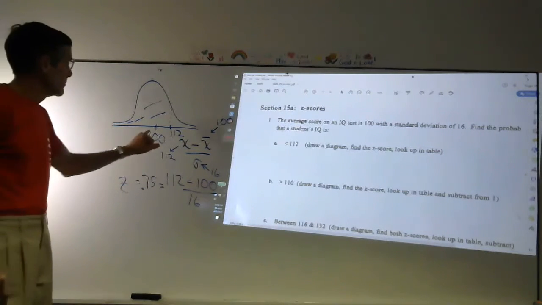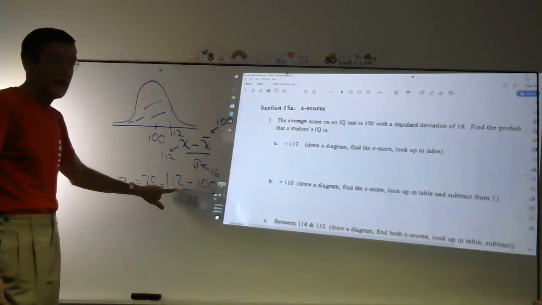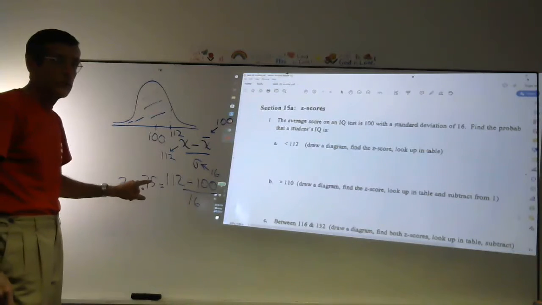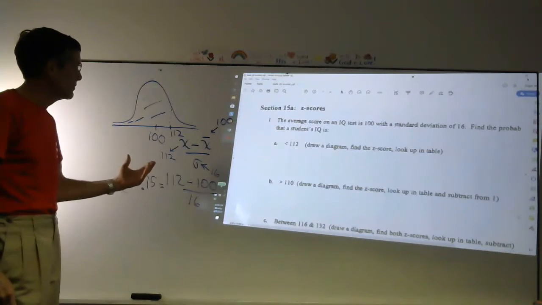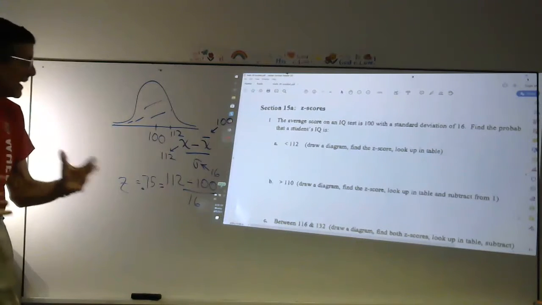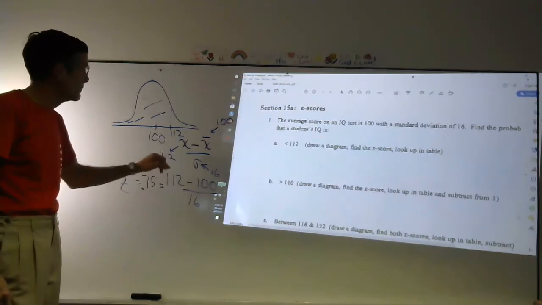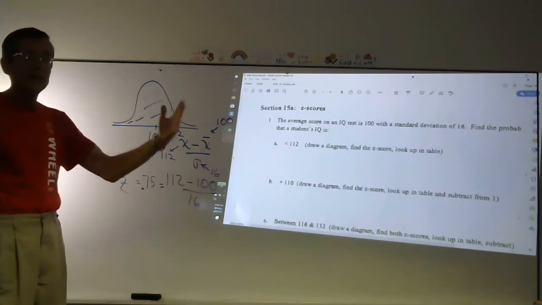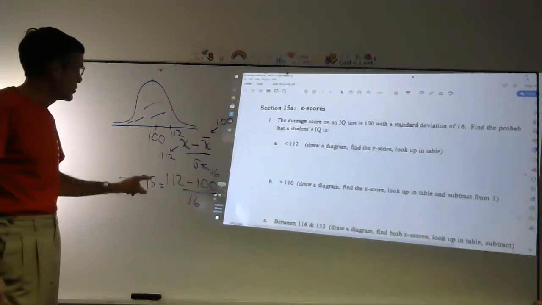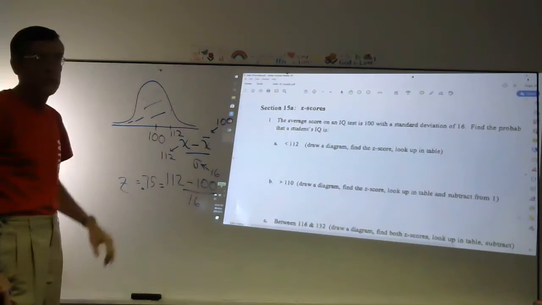This means that a data item of 112 is 0.75, 75 hundredths, or 3/4 of a standard deviation away. Because it's positive, it's above the mean. And you can kind of see that yourself. If 16 is the standard deviation, a distance of 12 is not a whole standard deviation, it's a fraction of it. The fraction is 0.75. We're not even one standard deviation above the mean.